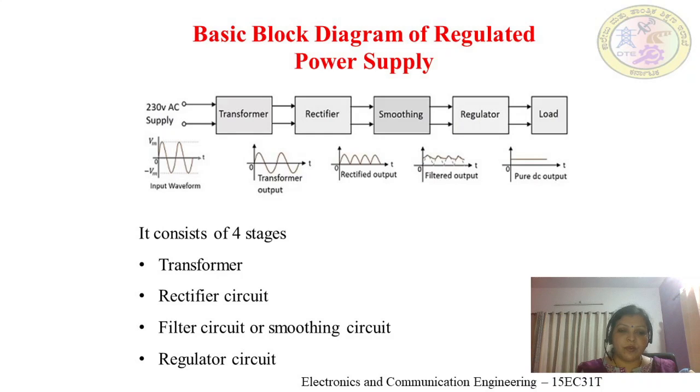In order to filter out or remove the AC component, we next pass it through the filter circuit or smoothing circuit. The smoothing circuit, as the name itself indicates, is a filter. It is able to remove a certain amount of the AC component present in it. Therefore, at the output of the filter we can see a major amount of the AC component has been filtered out. Only a little of the AC component is left across the output of the smoothing circuit.